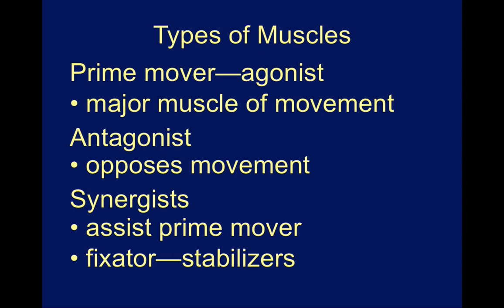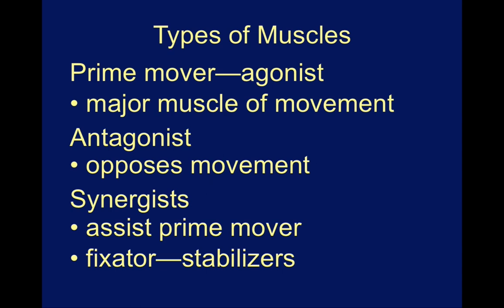Let's take an example such as flexion. During flexion, the biceps brachii muscle is going to contract and pull the hand up to the shoulder. That decreases the angle between the ulna and the humerus. So in terms of flexion of the lower arm, the biceps brachii is going to be our prime mover.